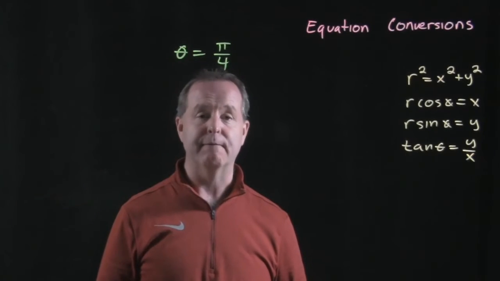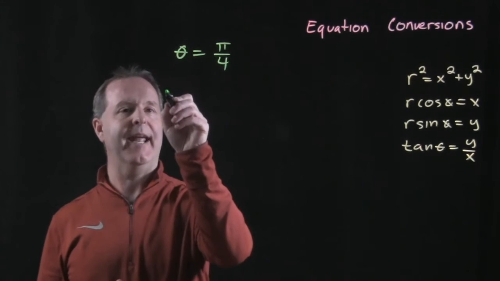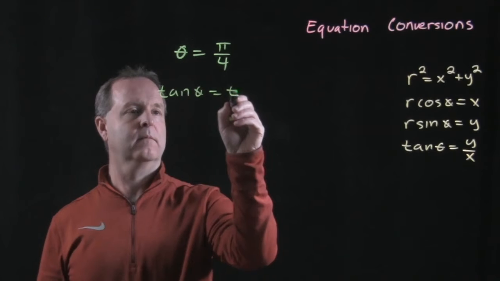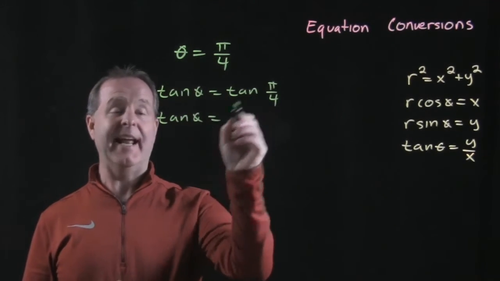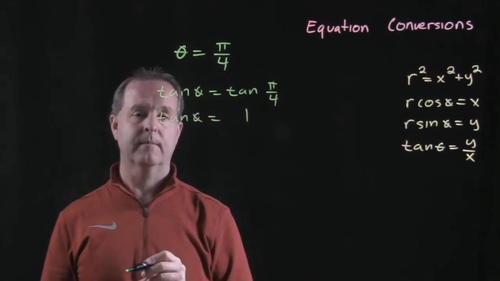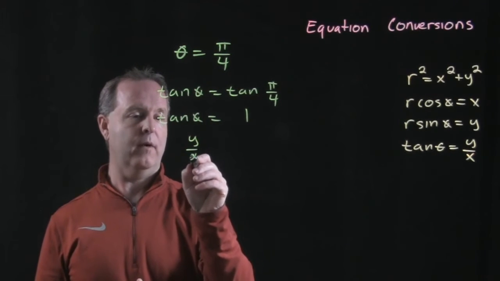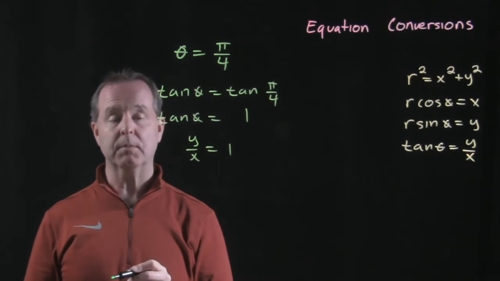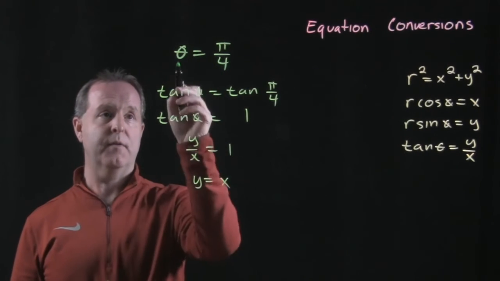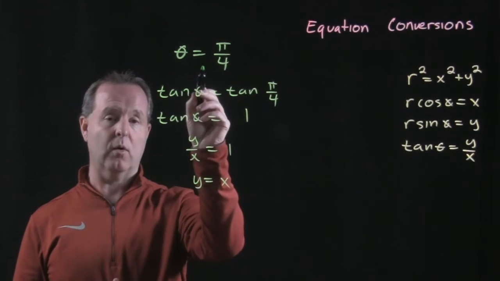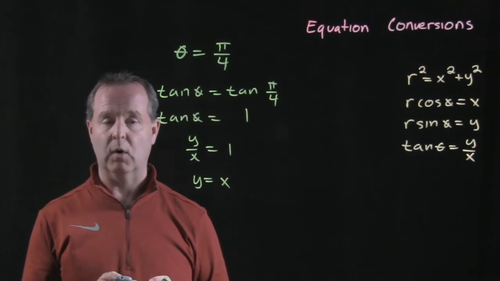Now we have theta equals pi fourths. I want to convert that into rectangular form. So let's take the tangent of both sides. Tangent of theta, tangent of pi fourths is 1. From there, we know the tangent of theta equates to y over x. So y over x equals 1. Then multiply both sides through by x, and I get the equation y equals x. So theta equals pi fourths in polar is the same thing as the line y equals x in rectangular coordinates, or in a rectangular equation.